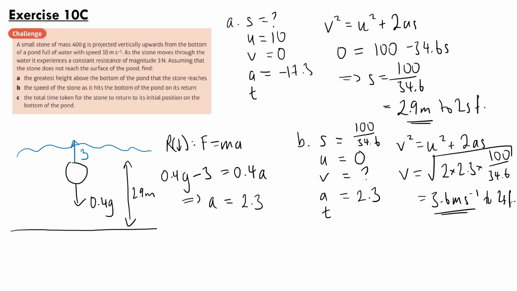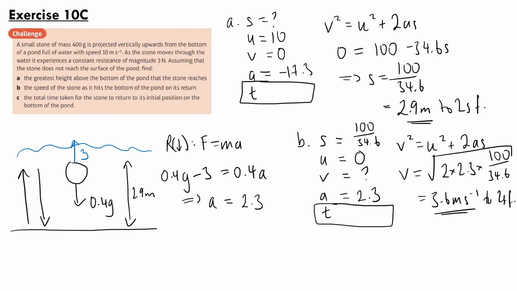And finally, for part C, find the total time taken for the stone to return to its initial position on the bottom of the pond. So the total time will be equal to this time here and this time here summed, as the stone will be on its way up to its maximum height and then it will travel back downwards. And so we need to sum these two times here.